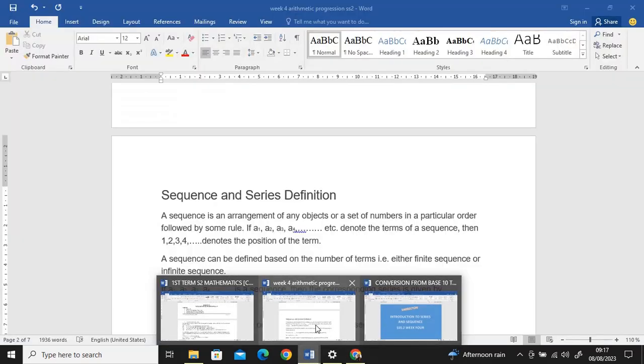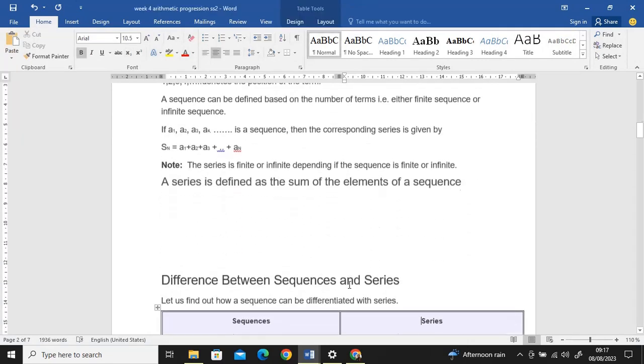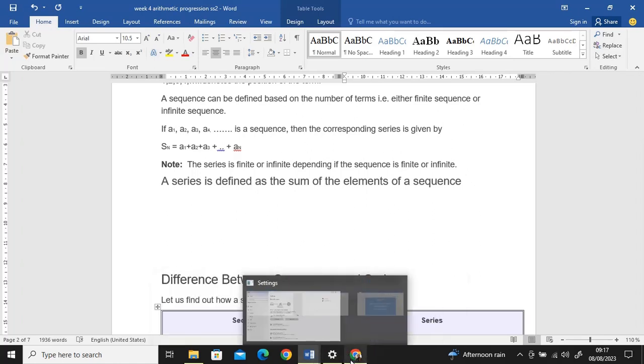Now we move on. Then I said note that the series is finite or infinite, depending on if the sequence is finite or infinite. Now that goes to what a series is. A series is defined as the sum of elements of a sequence. It means when you add up all the elements of a sequence, you have a series.